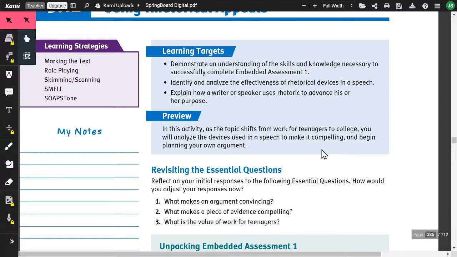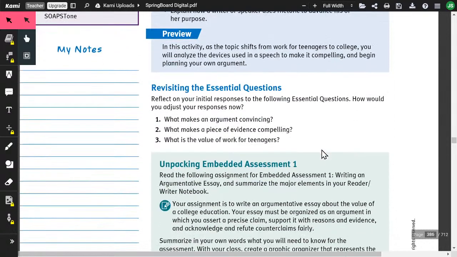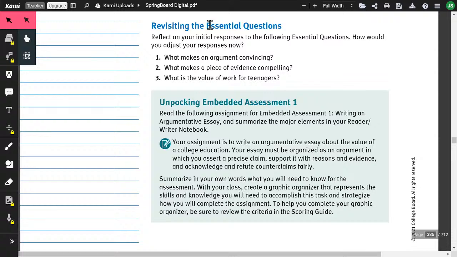So in this activity, the topic shifts from work for teenagers to college. And like I said, we're going to be talking about college this week, whether or not it's valuable, whether or not you should be involved in higher education or possibly vocation, which we talked a little bit about last week. So I want to spend a couple minutes talking about these essential questions. So number one, first of all, what makes an argument convincing? If someone yells louder than everyone else, does that make them a really good person to argue with? Or is it the facts and the support and the evidence? So we need to think about this.